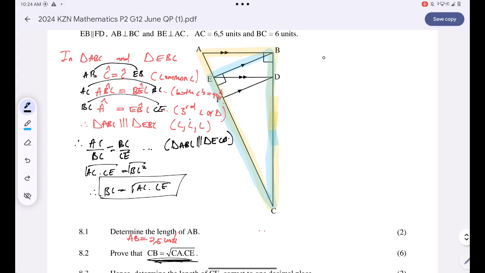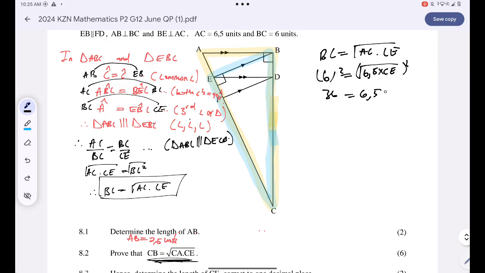Remember that we just calculated that BC is equal to the square root of AC multiplied by CE. Are you together? BC was given to us as 6 units. AC was given to us as 6,5. We don't know the length of CE. For me to find CE, I just need to square both sides over there. Then this will be 36 is equal to 6,5 multiplied by CE. Therefore, CE is equal to 36 divided by 6,5.